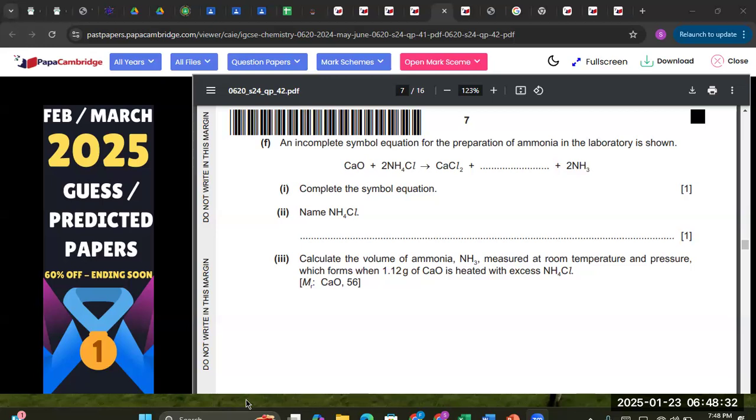The moles of ammonia would be 0.04. Good, very good. Now that you have the moles of ammonia, answer the question. What have they asked you in the question? To find the volume. You have the moles, now choose the formula, find the volume.